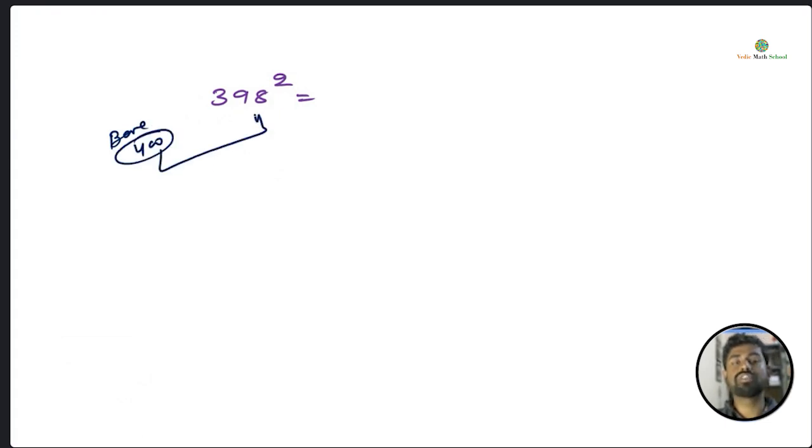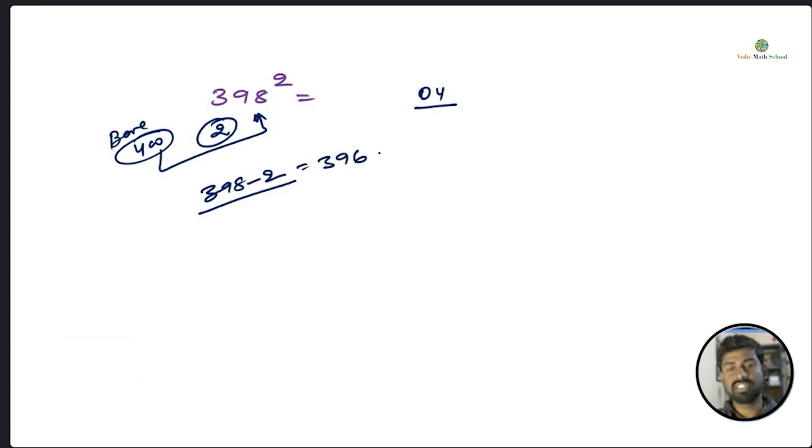Let's take one example here, 398 square. Now we are going to discuss 398 square. What are we going to take here? The base will be 400, because this number is nearer to 400. So our difference is what? 2. So 2 square is 04. So that I am writing here. Now 398 minus 2. Why? Because this number is less than our base value. So minus 2, the number we get is 396.